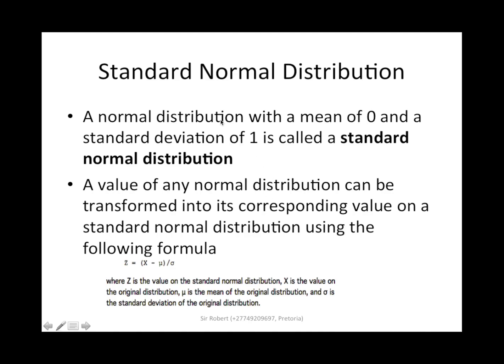So let's move on. Standard normal distribution. A normal distribution with a mean of 0 and a standard deviation of 1 is called a standard normal distribution. A value of any normal distribution can be transformed into its corresponding value on a standard normal distribution using the following formula. Z is equal to X minus mu over sigma, where Z is the value of the standard normal distribution, X is the value of the original distribution, mu is the mean of the original distribution, and sigma is the standard deviation of the original distribution.